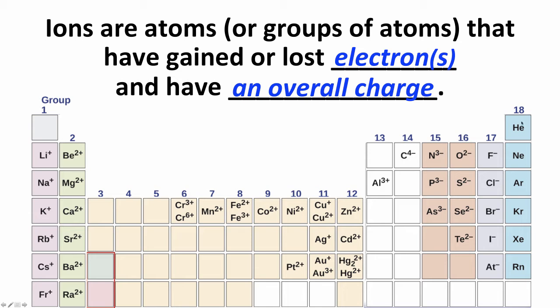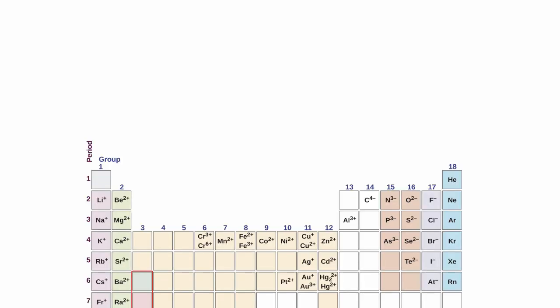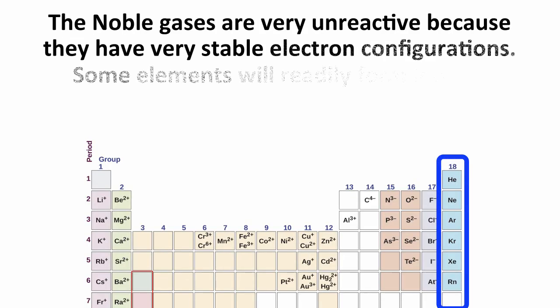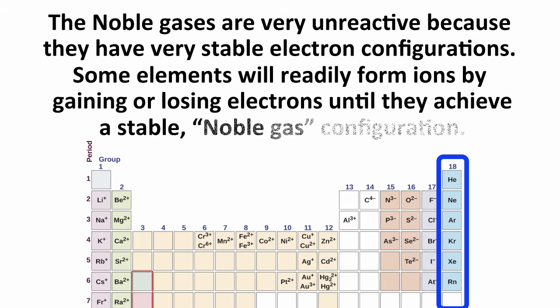One thing also to note, the noble gases, column 18 or group 18, tend not to make ions. They have filled electron shells. They're stable the way they are, so they don't gain or lose electrons. They just tend to not react. So noble gases are very unreactive elements because they already have stable electron configurations. They have filled electron shells.